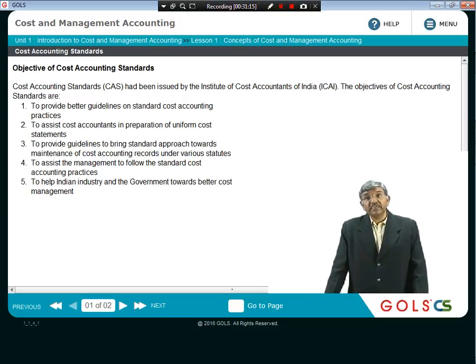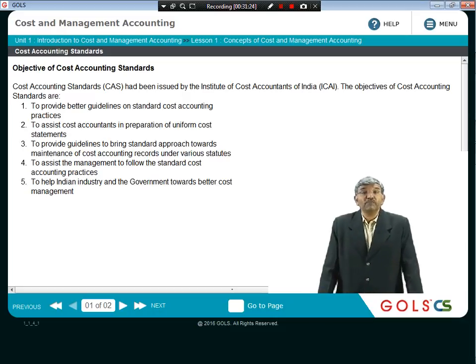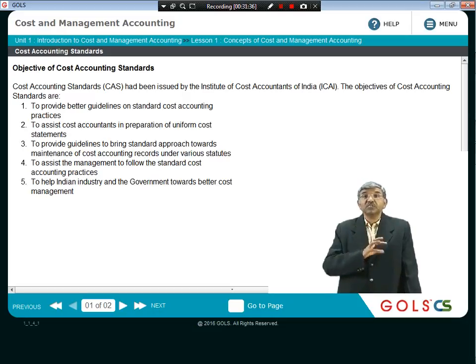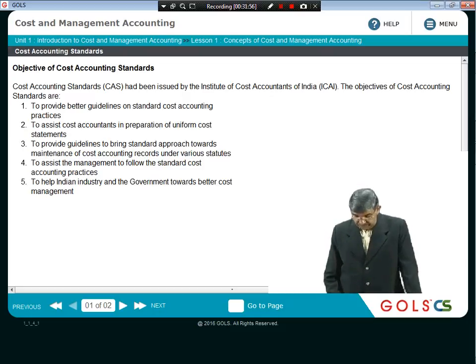Next, to help the Indian industry and the government towards better cost management. As we have seen in our discussion so far, cost is one of the important factors which you cannot simply ignore by considering only financial accounting, because cost management is very important. If you are able to manage your cost in a proper manner, your revenue is definitely going to improve without doing anything else. That is why cost management, to help the Indian industry as well as the government towards better cost management. By keeping this objective in mind, the cost accounting standards have been formulated.